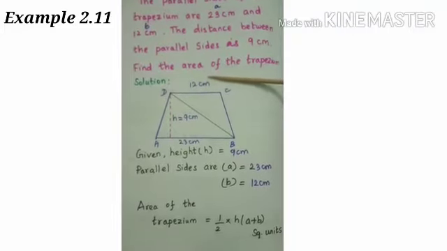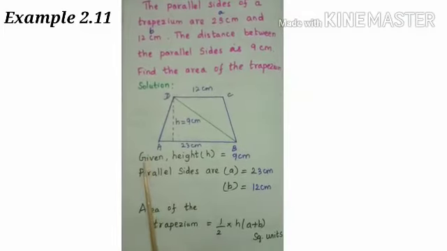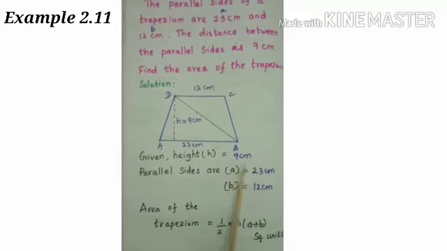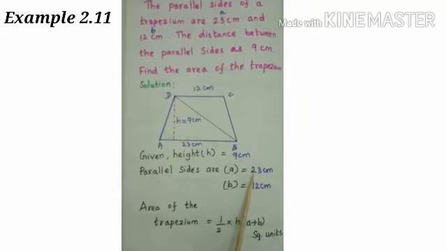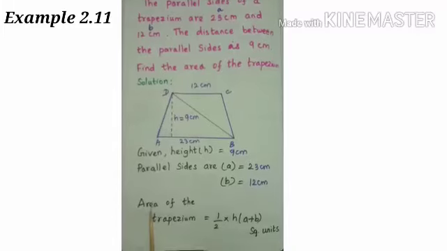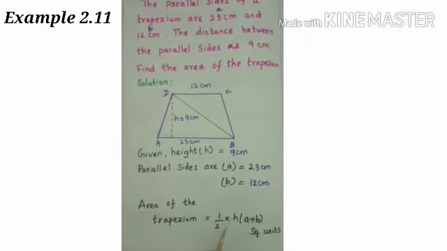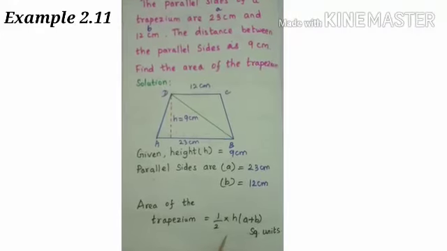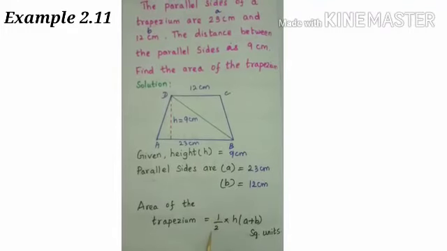So here we have to find the area of the trapezium. So in the solution, first write down the given values. Height H is equal to 9 centimeter. Parallel sides are A and B. The values of A and B are 23 centimeter and 12 centimeter. We know that the formula for area of the trapezium is half into H into A plus B square units. Now we have to substitute all the given values in this formula.